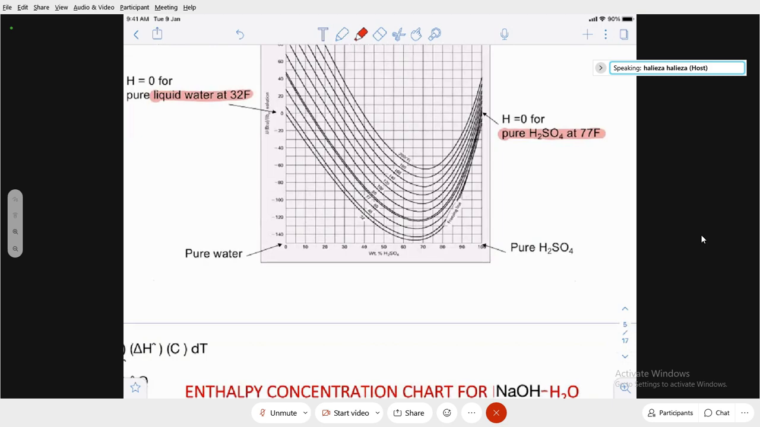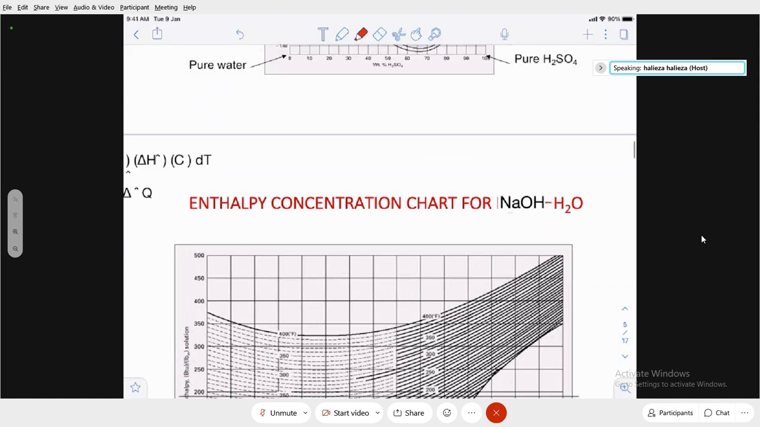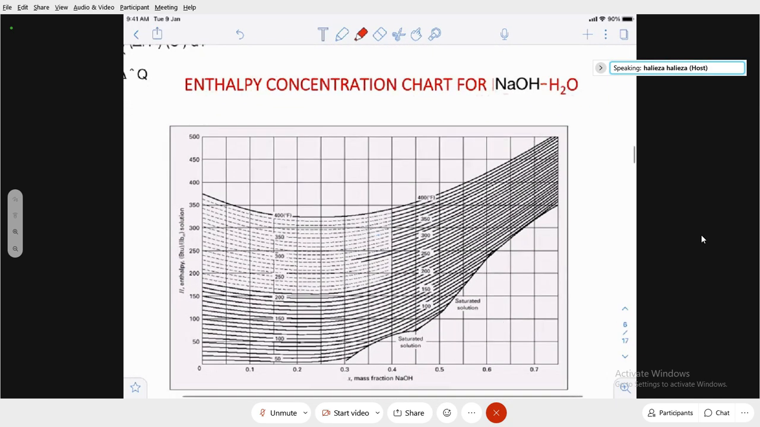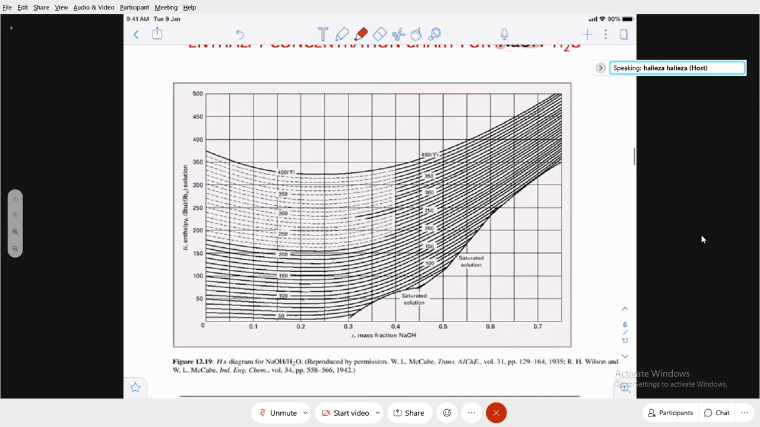As you can see here, that is 0. So if you project it to the other side, that is also 0. So the enthalpy is 0 at the reference state, and it's easy to know what the reference state is. Okay, there's a typo here. This graph is for sodium hydroxide. So if you have that typo, please correct it. This is for sodium hydroxide.